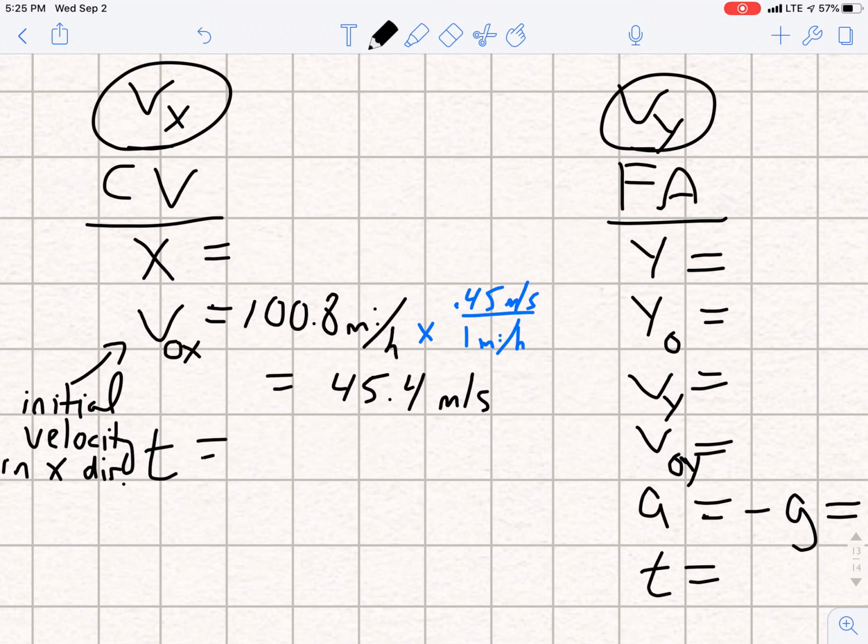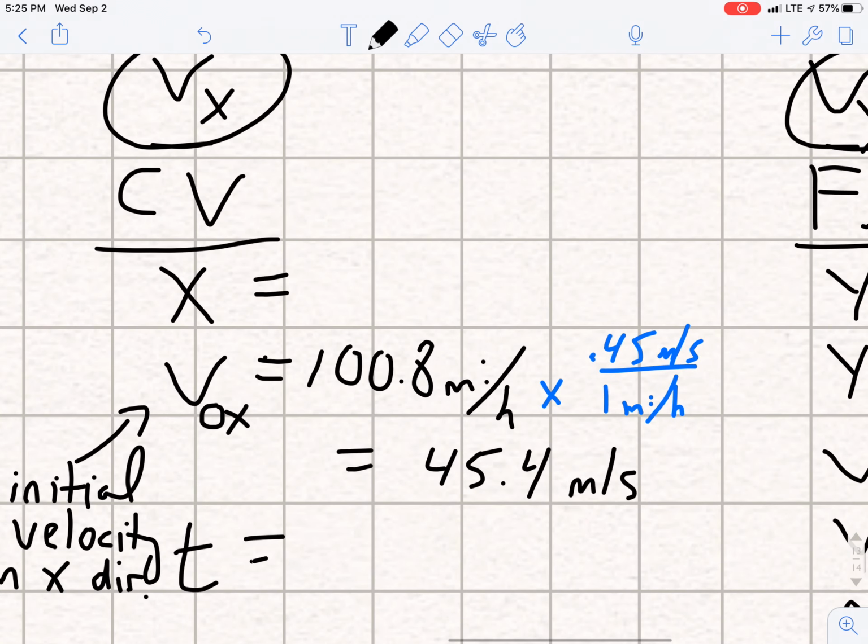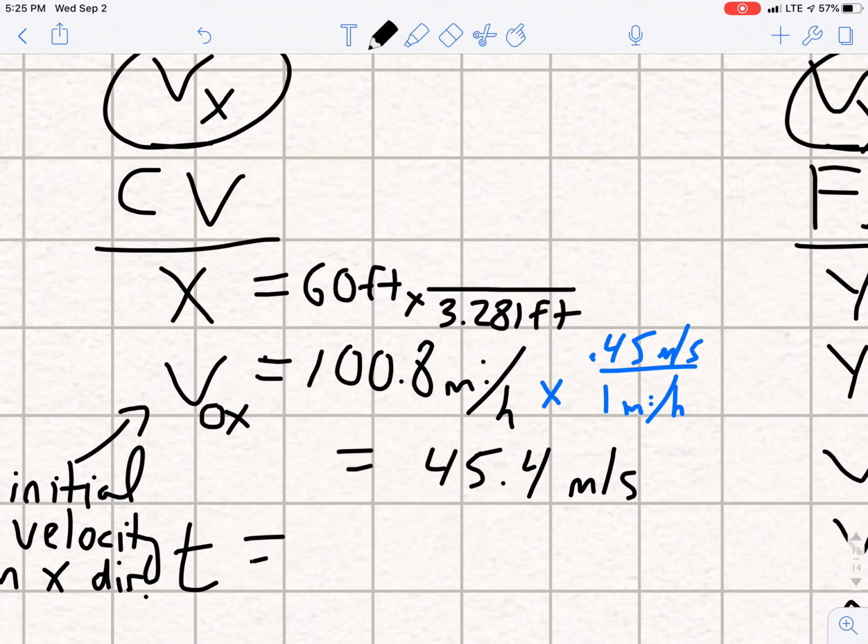Similarly, we need to convert the distance. The distance here is 60 feet, and 60 feet times the fact that there are 3.281 feet in every meter gives us about, we divide 60 by 3.281, it gives us about 18.3 meters. So we need to make sure we convert it into the right units, okay?